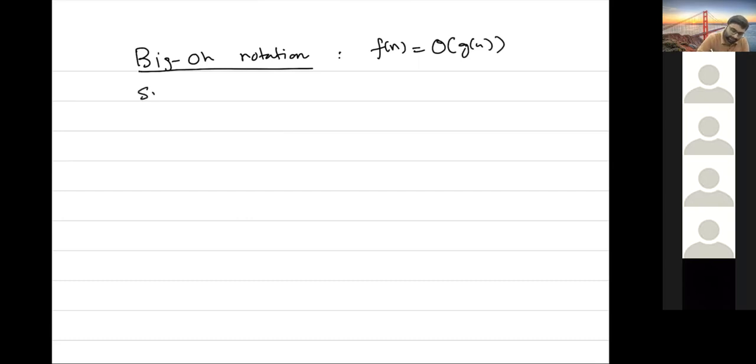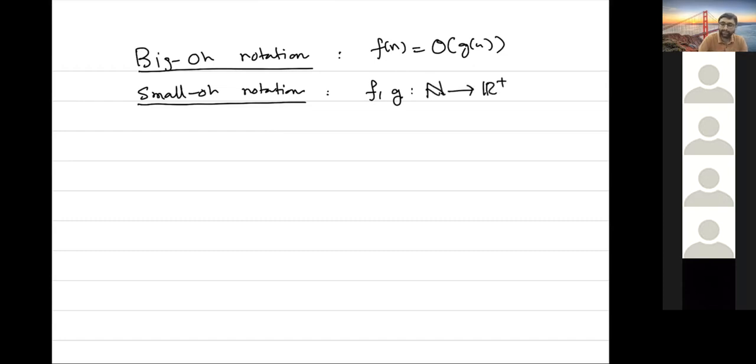So let's talk about another notation which we call small o notation. And just look at what is the difference. So we again have two functions f and g, and both these functions are from the set of natural numbers to the set of positive real numbers. So we say that f of n is in small o of g of n. So remember, this is small o, not big O.